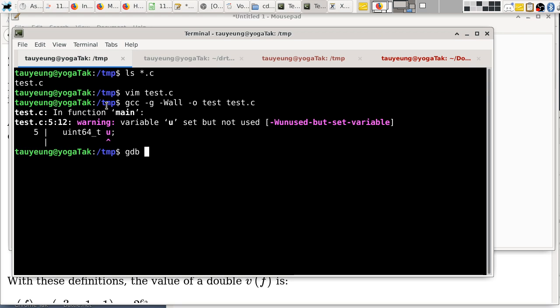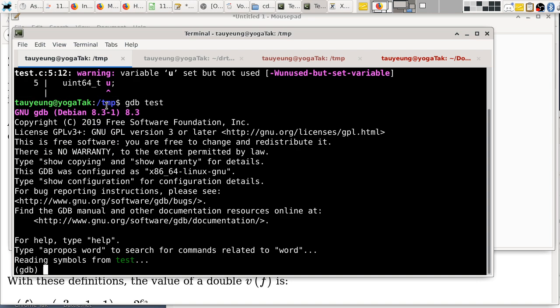So now we get into GDB, which is the debugger. You can do really the same thing in CodeBlocks or some other IDE, okay? Because CodeBlocks is really just an IDE on top of GCC, G++, and GDB. So I'm just using all the low-level tools that are behind CodeBlocks.